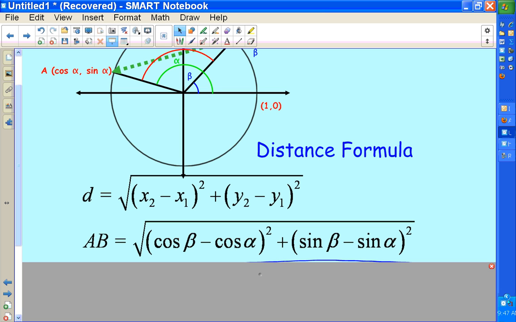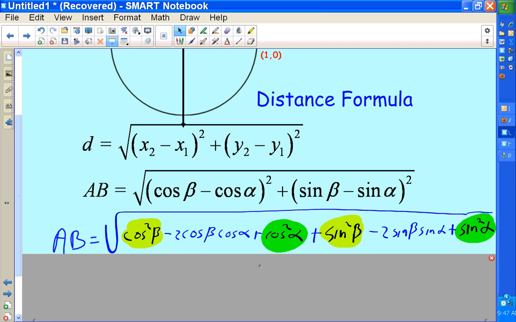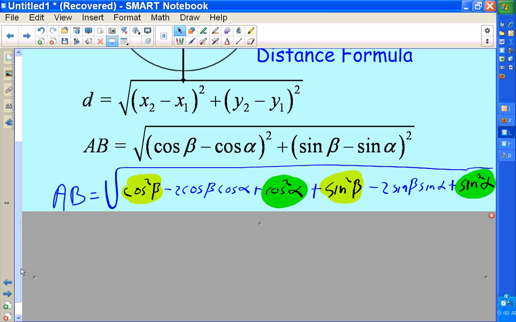Almost everybody now in the two honors classes can square binomials. I still have a couple of people who give me cos squared beta minus cos squared alpha as their final answer. But almost everybody at this stage can square the binomial. Square the first, cos squared beta, twice the product, 2 cos beta cos alpha, square the last, cos squared alpha. Repeat with the sines.